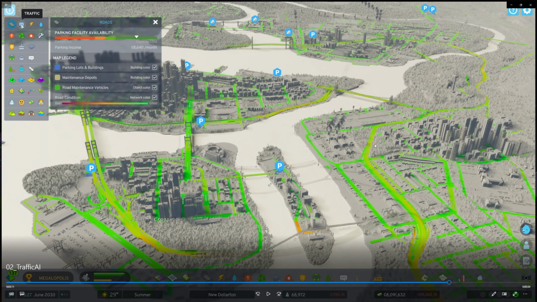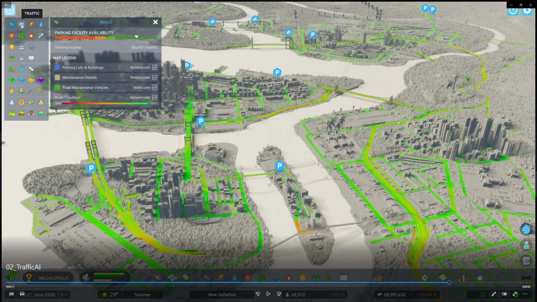Another thing that's quite good in here, as you can see, is lots of car parks, so you can easily see where you do have those car parks available. You have availability for car parks as well, and how much money you are making from that. So this is another source of income for you. And you have the option to remove the parking spot, the maintenance depots.